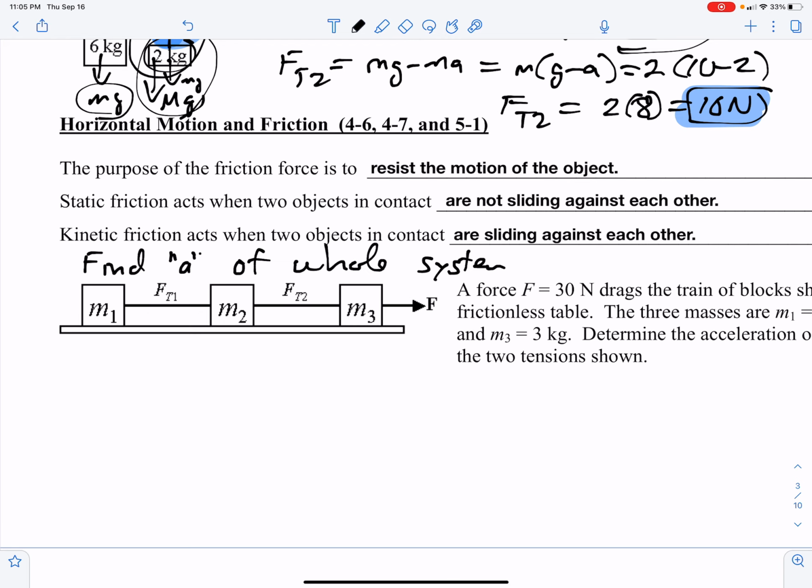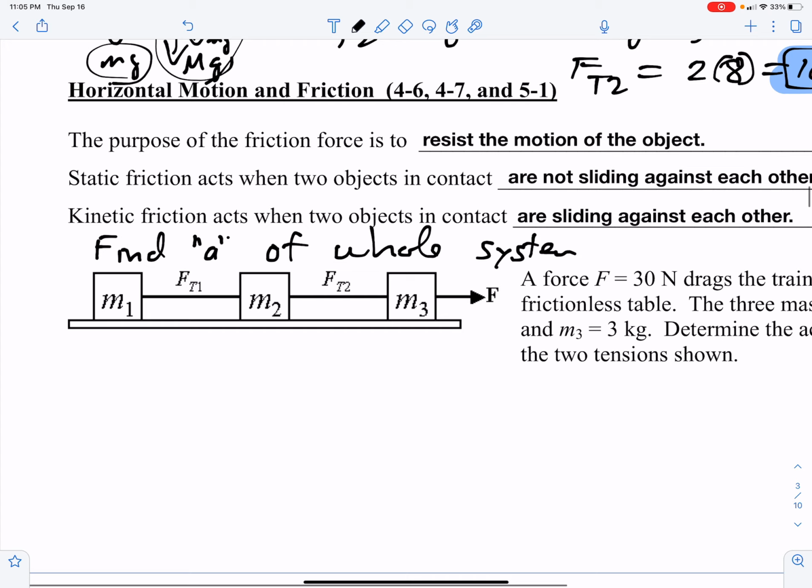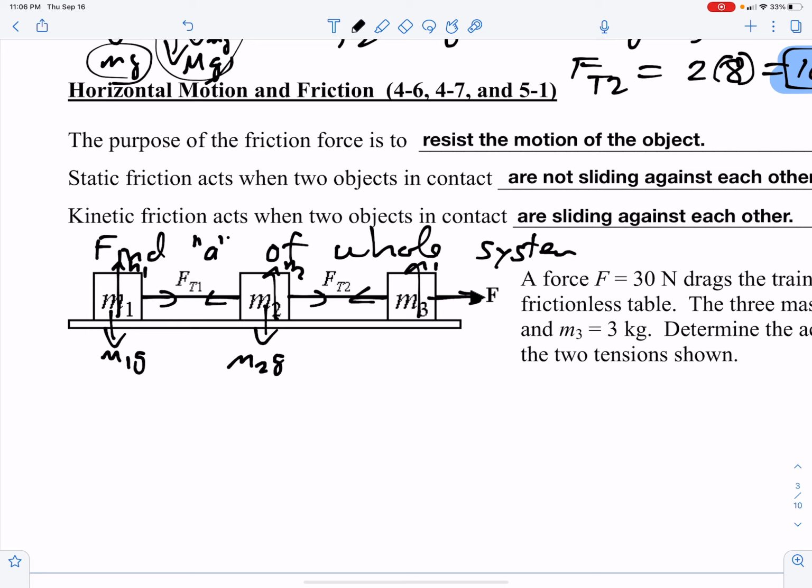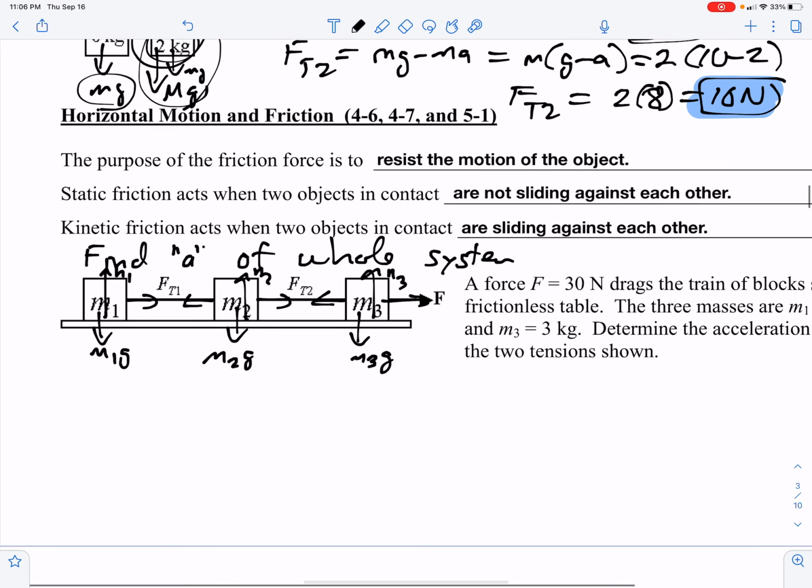Now let's talk about what the free body diagram is for the whole thing, because we'll eventually have to find tensions. We have M1g and normal force 1, and we have force tension 1 going to the right. Mass 2 has force tension 1 going to the left, normal force 2, and M2g. But it also has force tension 2 going to the right. M3 has force tension 2 going to the left, has applied force F going to the right, has normal force 3 going up, and M3g, the weight, going down.